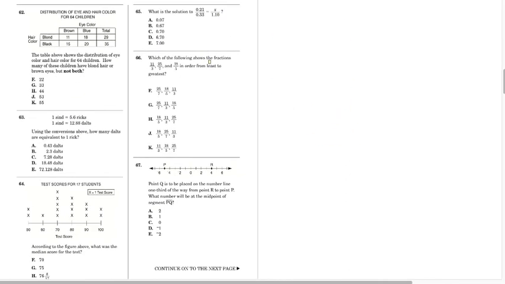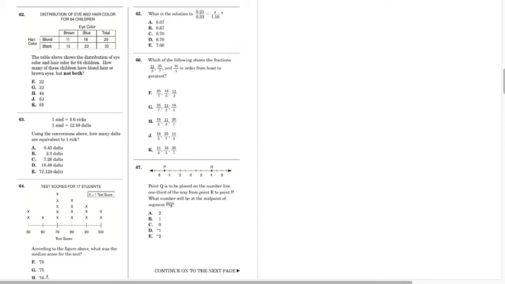All right. Question 62. We want to know how many children have blonde hair or brown eyes but not both. So that would be what? Our blonde hair and blue eyes would count, and our brown eye and black hair. So we would have 18 plus 15 is 33.